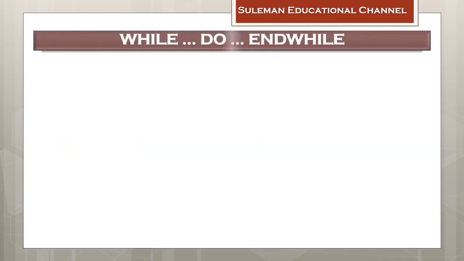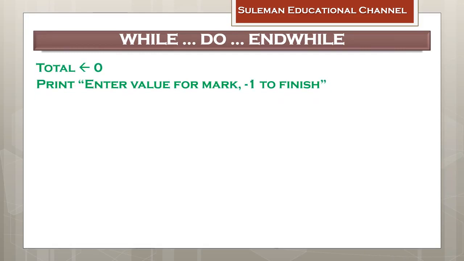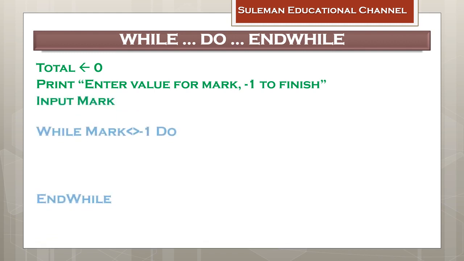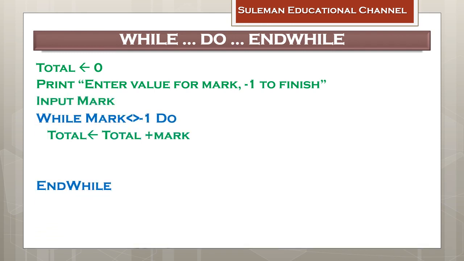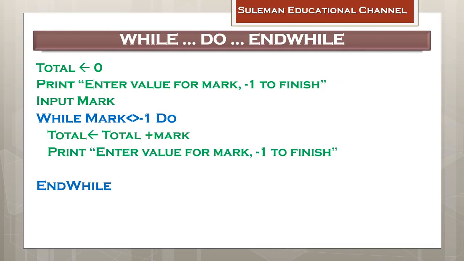Now let us discuss while loop in detail. Total assignment operator 0, print enter value for mark -1 to finish. Input mark, while mark is not -1, do total assignment operator total plus mark. Print enter value for mark -1 to finish. Input mark and while. In line 1, 0 is assigned to variable total. In line 2, print enter value for mark -1 to finish. Here the message enter value for mark -1 to finish is displayed for the user.